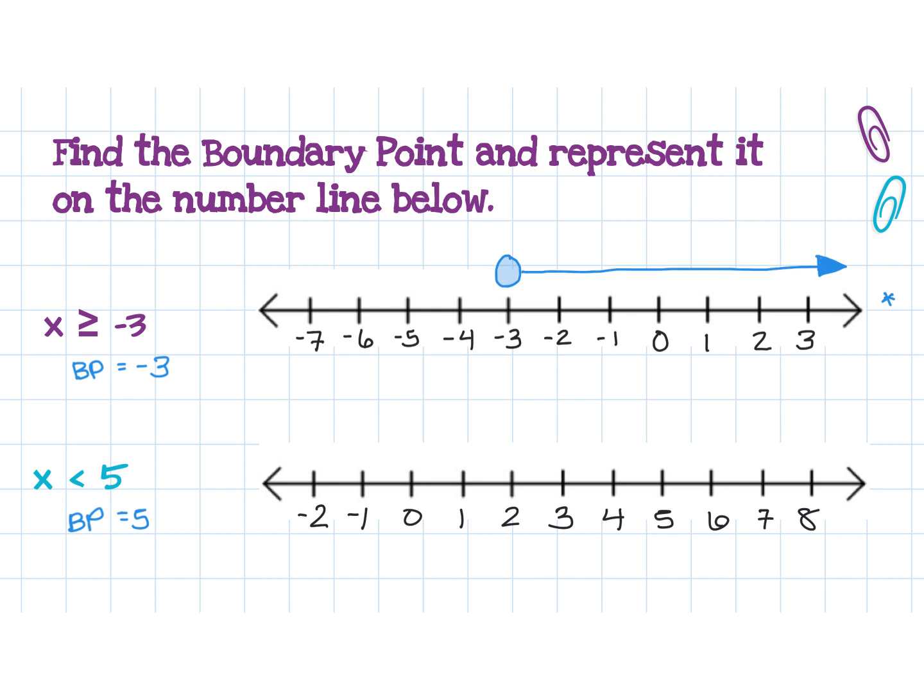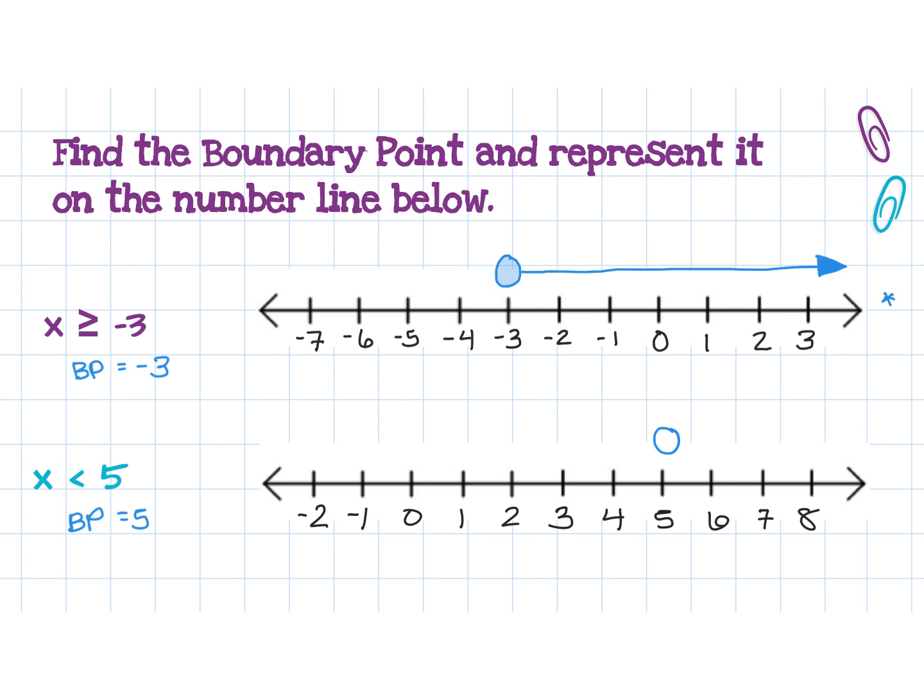Let's go ahead and put a circle over top of our 5. Now, do we want to fill this in? No, we do not, because this is not also equal. There's no little line underneath that. So we're not going to fill it in. We're just going to draw our line away from the circle.